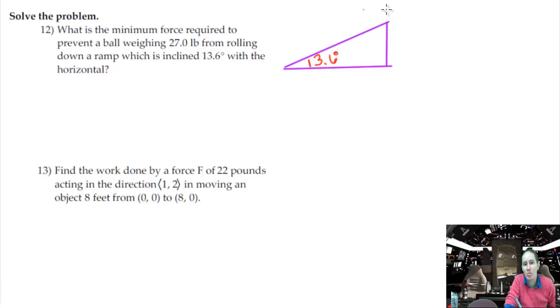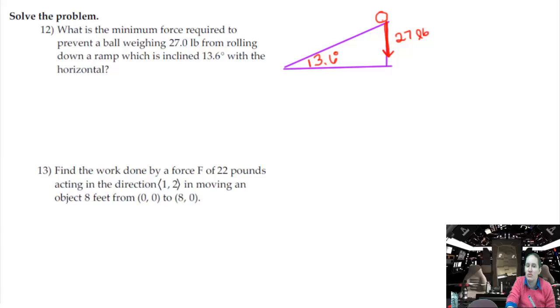And we have a ball, and we're trying to figure out what force we have to have on that ball to prevent it from rolling down a ramp that's inclined at 13.6 degrees. So there is this force happening with the ball that's going straight down. That has to do with the weight of the ball. The weight is 27 pounds. Basically, we need to project that vector from 27 pounds onto the hill in order to figure out how much of the 27 pounds will actually be going down the hill.